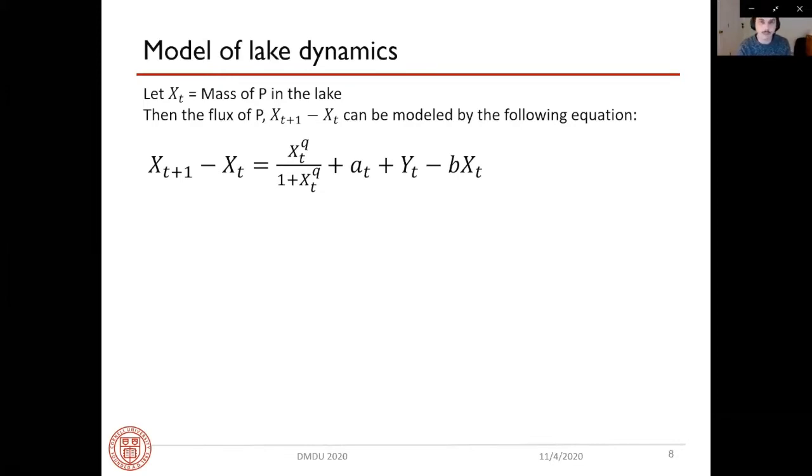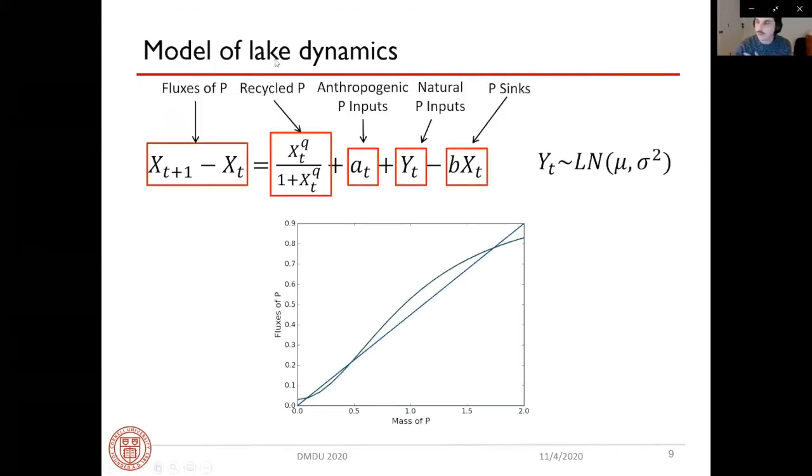So first, let's talk about how we are going to model the lake. We can model the flux of phosphorus into the lake using this simple equation, where the flux in time, or the mass of phosphorus, which we'll call x, in time step t+1 minus the mass of phosphorus in the lake at time step t, can be defined by this equation. So this is the flux of the amount of phosphorus entering or leaving the lake. And this is a function of the amount of phosphorus that's naturally recycled by the lake. So lakes have ways of naturally recycling sediments, which can increase the amount of phosphorus in the lake.